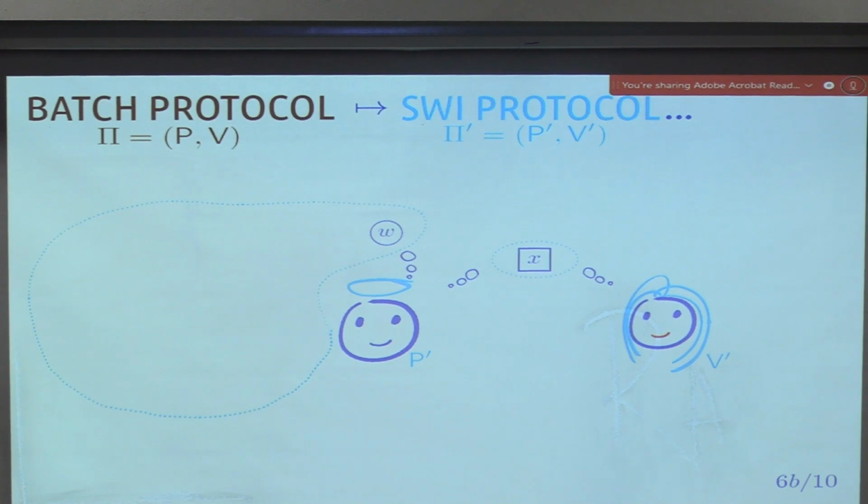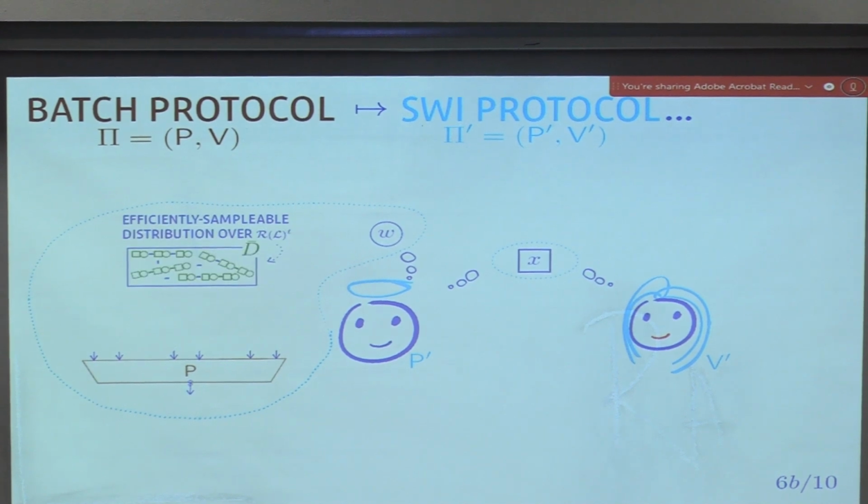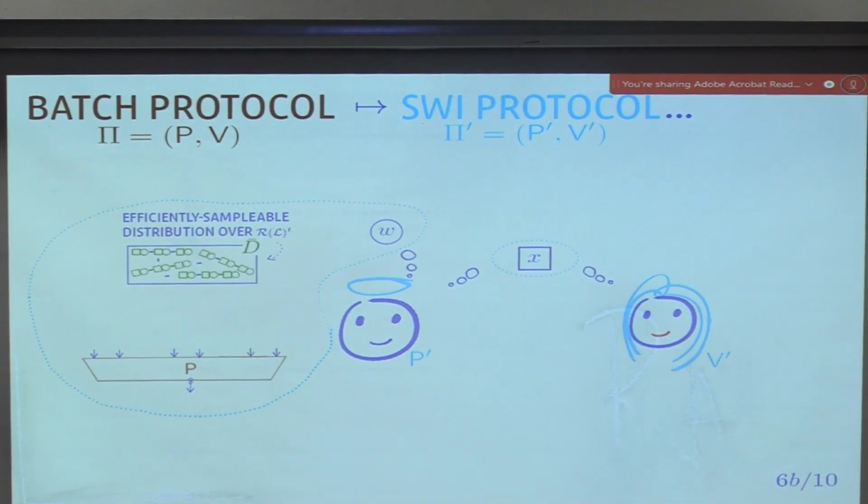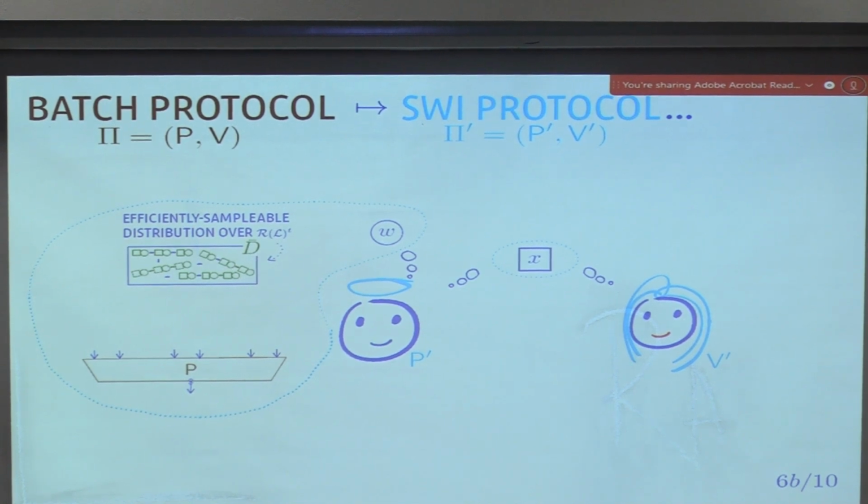Okay, so let's try to construct an SWI protocol from a batch protocol. Here the prover P prime and the verifier V prime know an instance x, and the prover knows a witness w, and they want to construct a batch protocol for this. So let's see what we can do. We have a compressing prover, which spits out proofs, and we need to feed it inputs, instance-witness pairs. So let's assume that there is some efficiently sampleable distribution D bar, which gives you instance-witness pairs of length T.